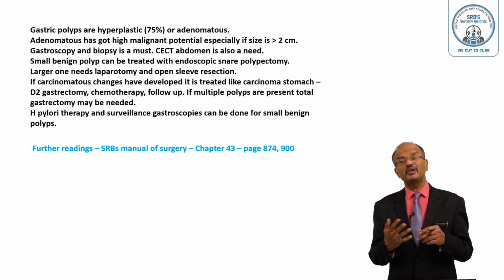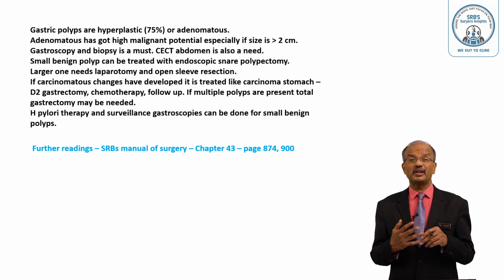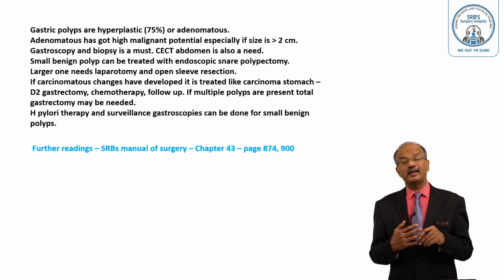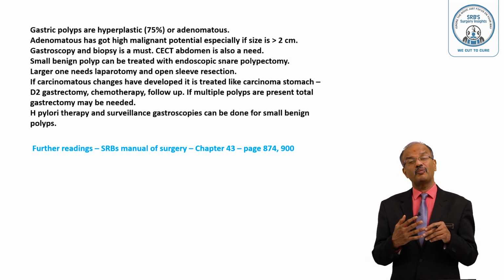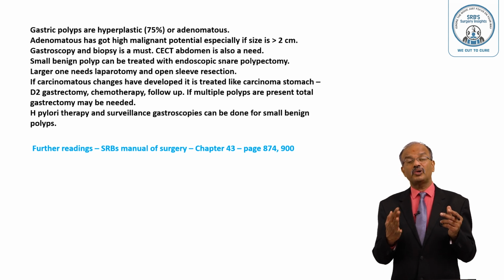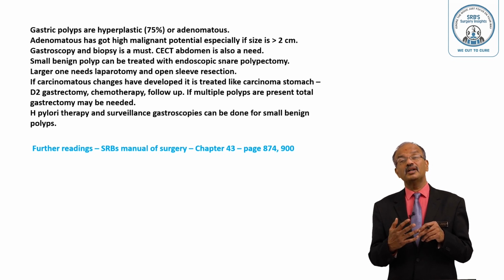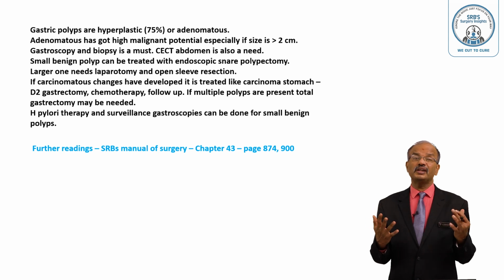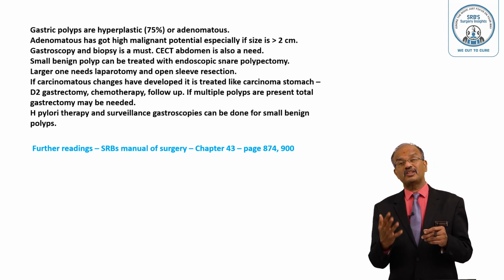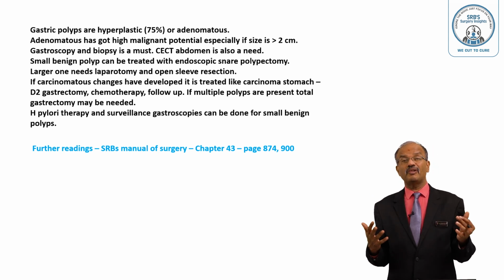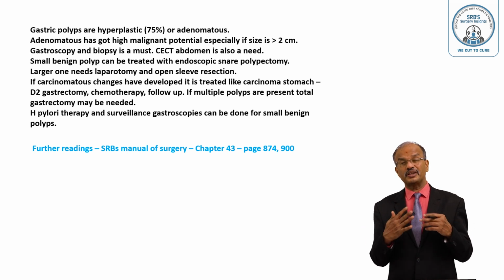Multiple polyps are difficult to manage. Regular follow-up gastroscopies are done if you are leaving them like that. And if you think suspicious multiple polyps are there, then total gastrectomy has to be done. If after biopsy it comes as carcinoma of stomach, the polyp converted into carcinoma of stomach, then you have to do a D2 gastrectomy as curative therapy with chemotherapy as adjuvant therapy at a later period. Of course, we need to evaluate by CT abdomen and chest for the metastatic workup.